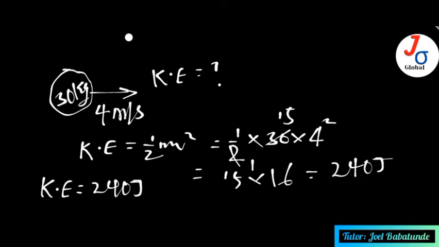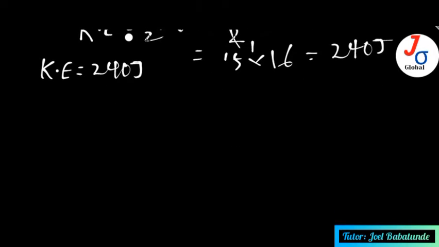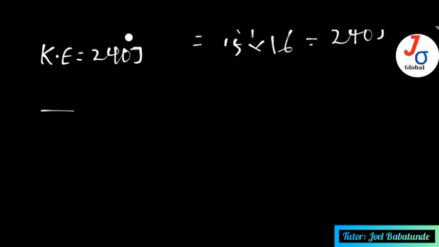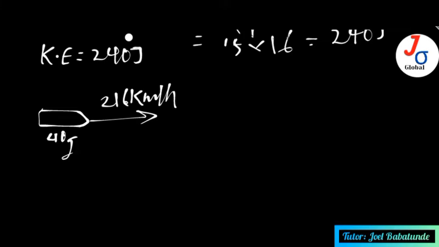All right, so let's take another example. All right, let's say that a bullet, let me try as much as possible to draw a bullet. Okay, good. A bullet of mass 40 grams, it's kind of small though, is moving with a speed of 216 kilometers per hour. Man, this is fast. What is the kinetic energy?